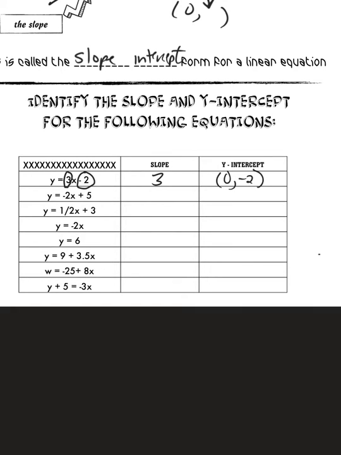I want you to pause your notes, pause the video, complete the rest of the examples, and then come back and compare your answers with the answers that I give you. So now is a good time to pause.